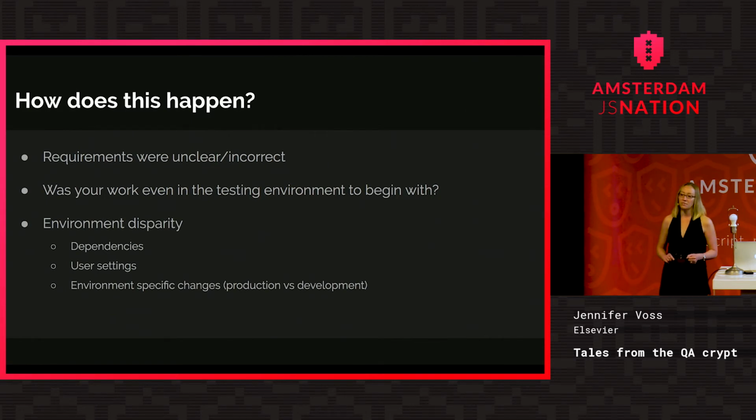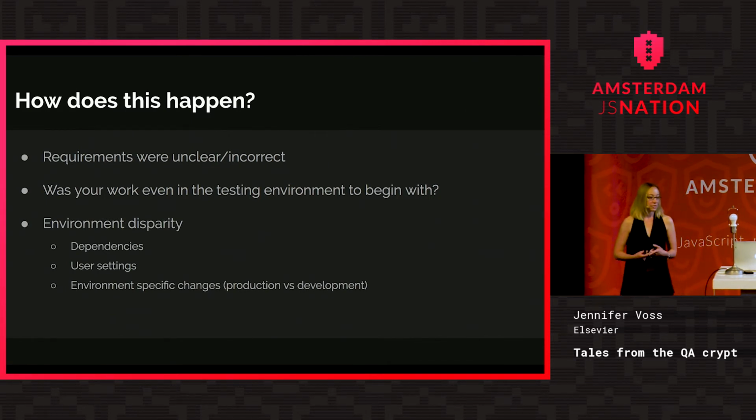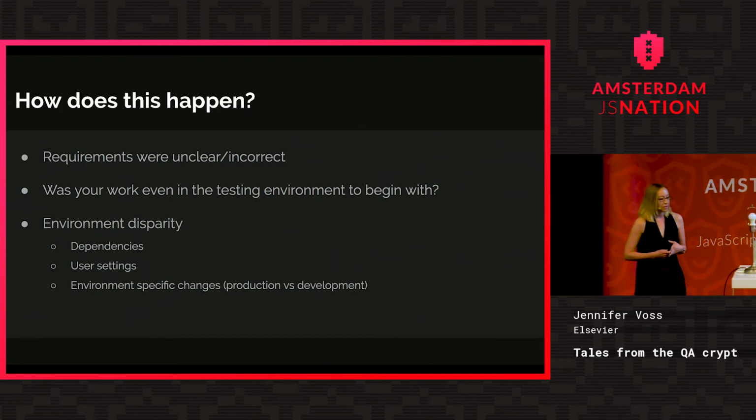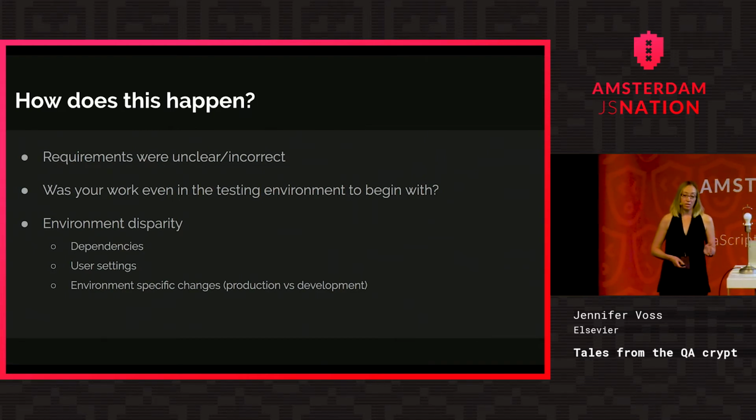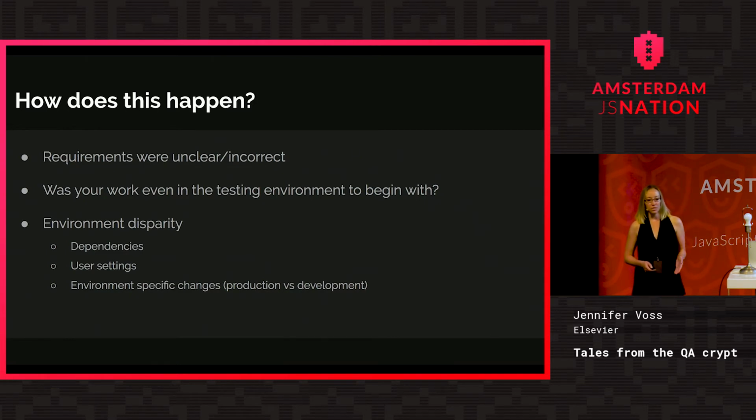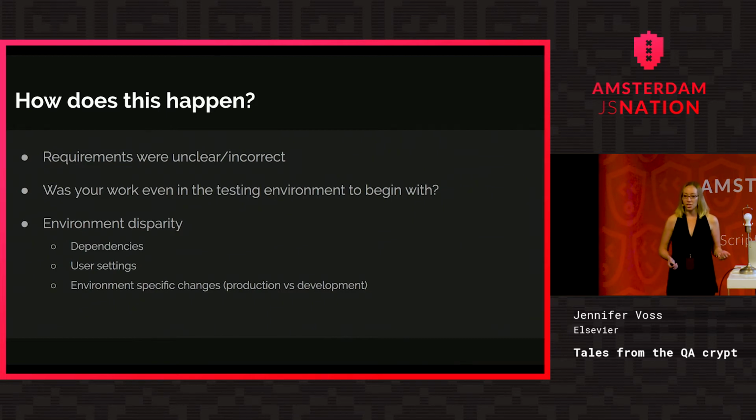And then lastly, we have environment disparity. So dependencies, user settings, and environment-specific changes, like production versus development. So many of us that develop single-page apps, we develop locally using a node server, but we deploy static files, and we may use something like Nginx on the front end to route things or do other things. But we don't use that in our local development cycle, which creates this disparity. Because if we want to test an Nginx change, we have to install that locally and try to mirror the server environment, and that's not very easy to do.